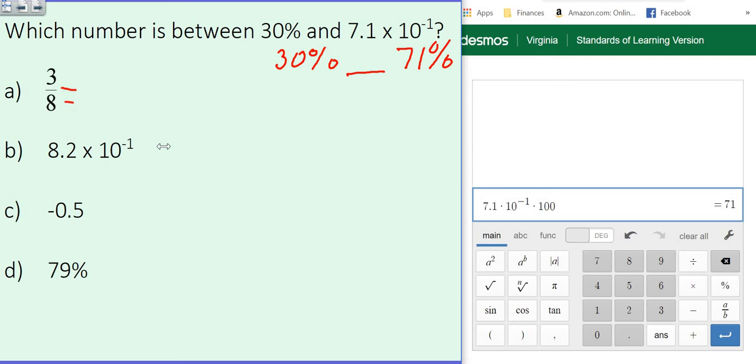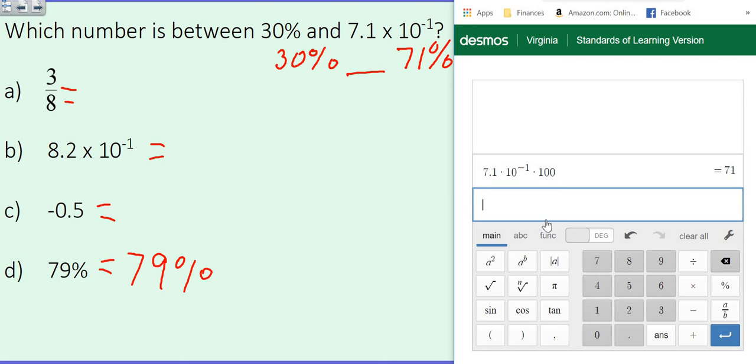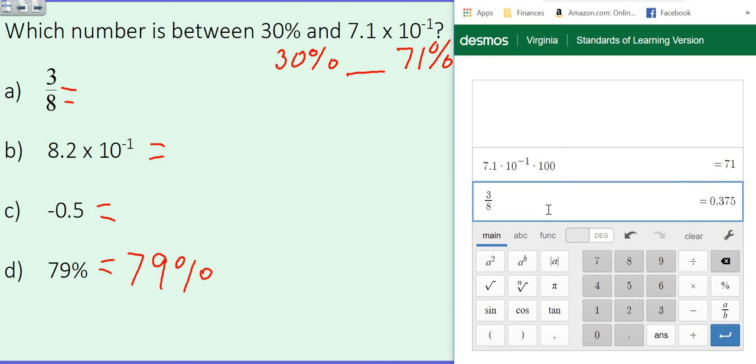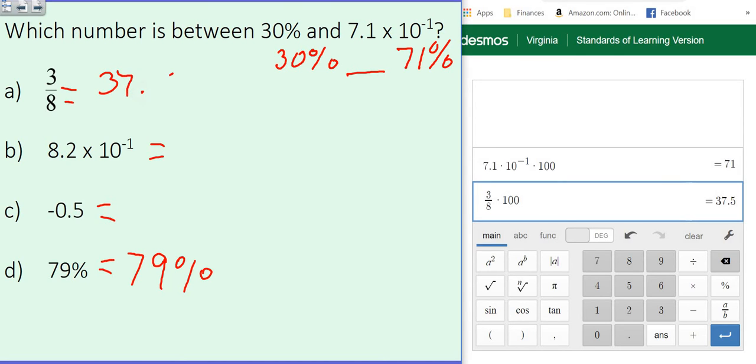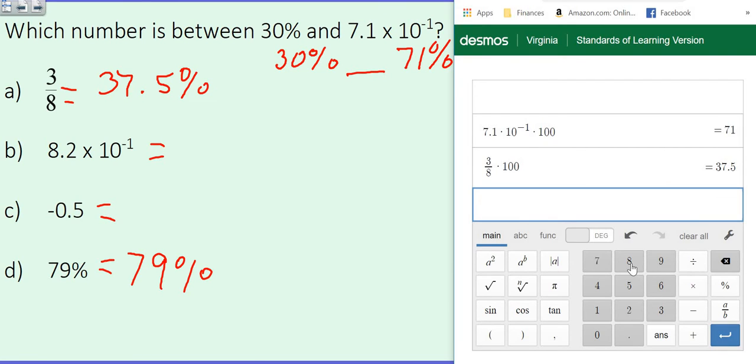So let's turn each one of these into a percent. Well, this one is already a percent, so we'll leave that there. So let's start with 3/8. So I'm going to put in 3 divided by 8. I'm going to multiply that by 100 to make it a percent, and that gives me 37.5%. So let's go to the next one.